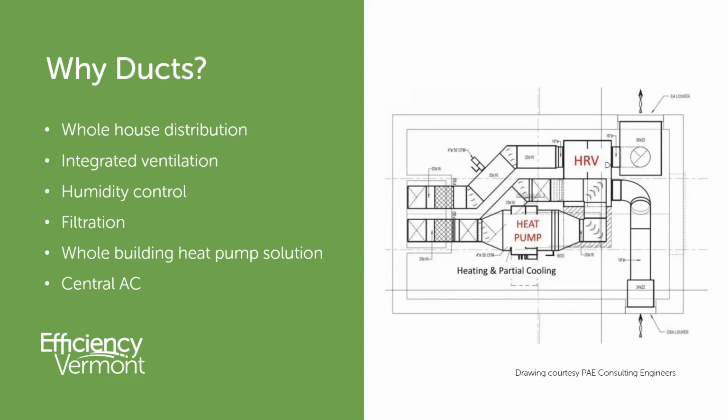So why are we using ducted systems? They give us whole house distribution. So we're bringing heating and cooling and ventilation air throughout all parts of the home. Also, we can do filtration and humidity control. It gives us a way to run our heat pumps through the whole house as opposed to just point source heat pumps like you would get with a mini split. So there's a lot of reasons why a duct system is a really good way to go.